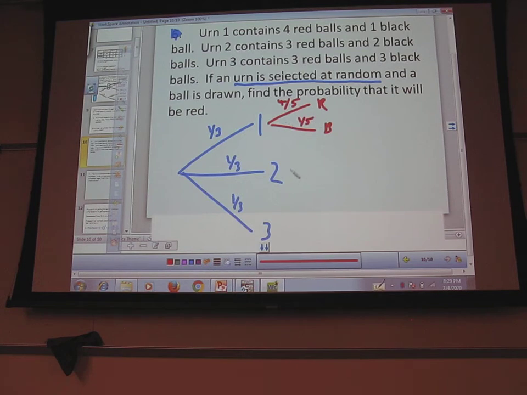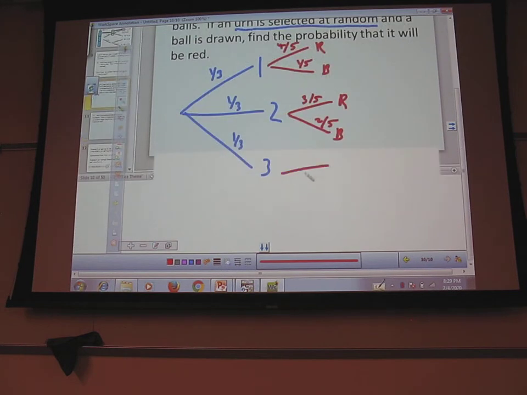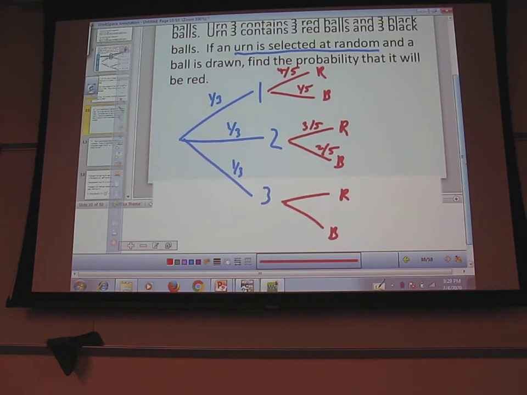How about if I pick urn 2? Red or black? 3/5 red, 2/5 black. And this one, red or black. And this one is, yep, 3 out of 6 and 3 out of 6.